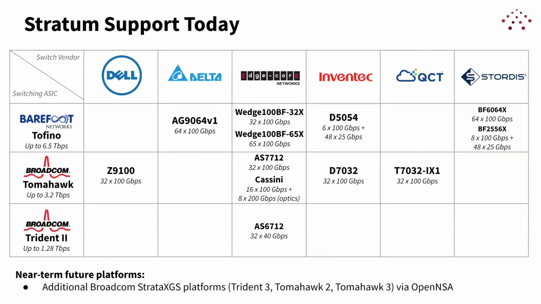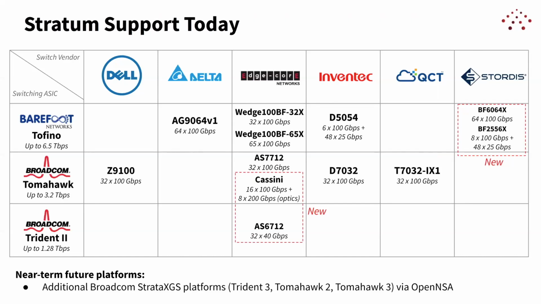Overall, we see a healthy support for Tofino-based platforms, Tomahawk-based platforms, and newly Trident 2-based platforms. Since we've open sourced, we've added 4 new platforms to the Stratum family. 2 are Tofino platforms from Stratus. We've added the CASSINI packet optical transponder from Edgecore using the Tomahawk Plus ASIC. And we've also added the AS6712 from Edgecore using a Trident 2 ASIC. Our new support for OpenNSA means that in the near future, we expect to have some additional Strata XGS platforms.